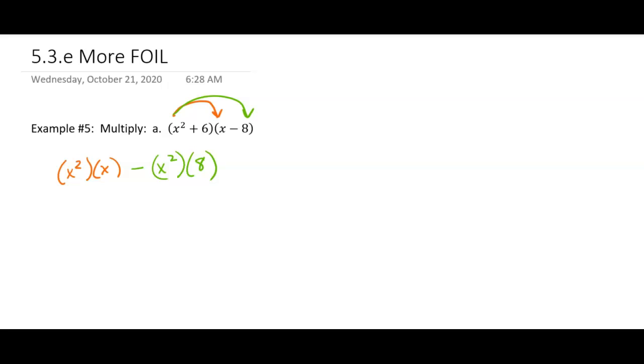Then we're going to do the inner. It's going to be plus because it's positive times a positive, 6 times x. And then finally we're going to do the last. It's going to be positive times a negative, so minus. And then it's going to be 6 times 8. All right. At some point you won't need to write that line. But for now, I'm just showing you where everything's coming from.